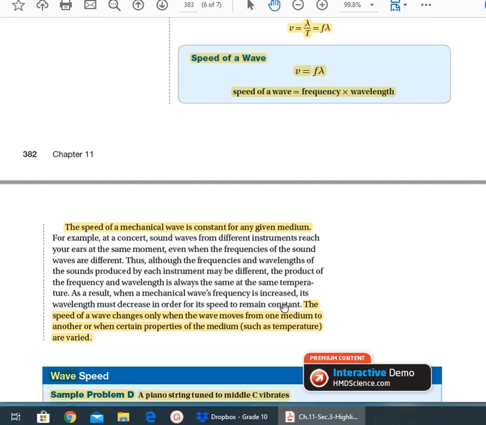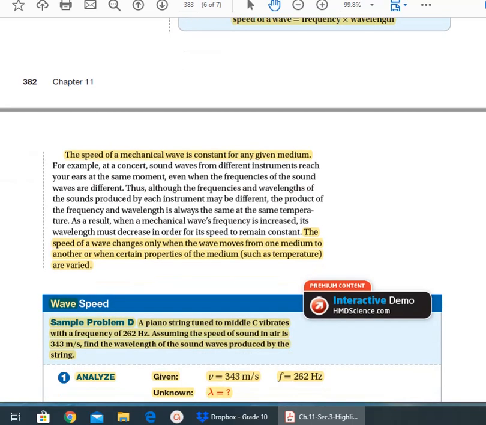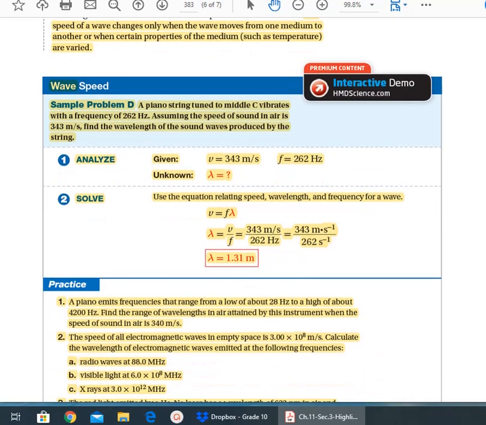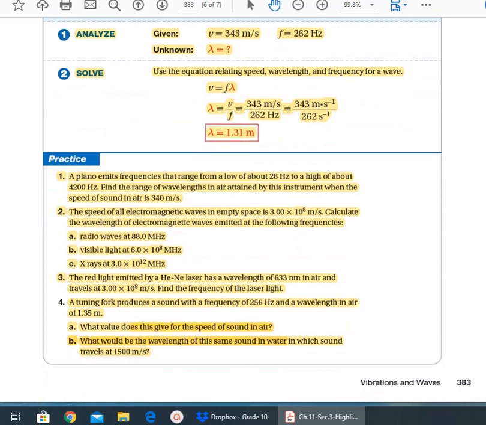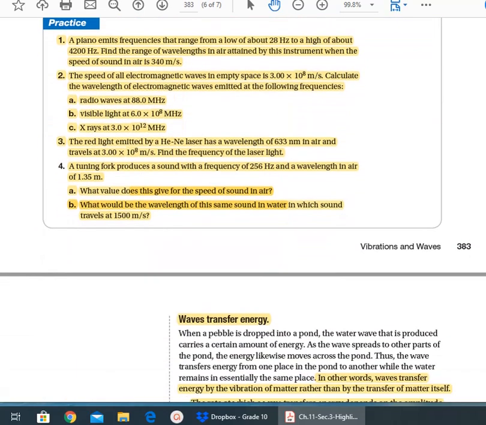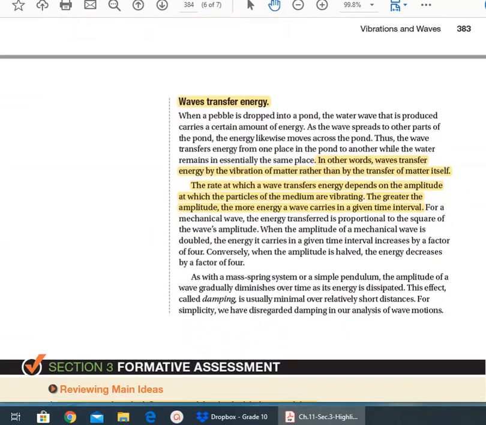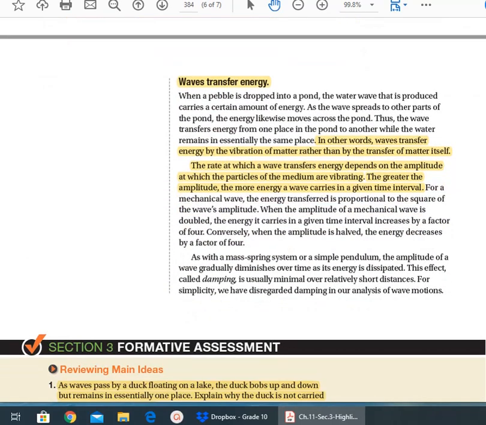Now in here you should know that you are required to read sample problem D, study it and solve questions 1, 2, 3 and 4 because they are highlighted.